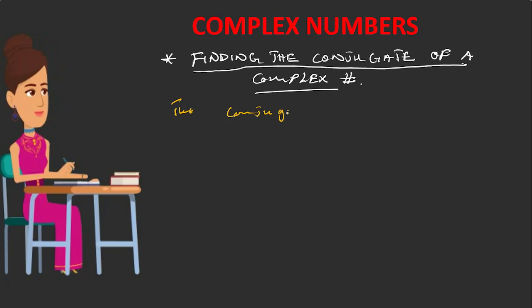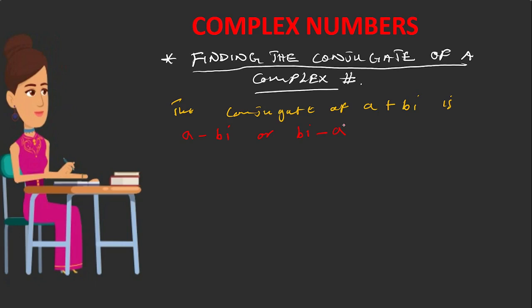The conjugate of a plus bi is simply a minus bi. Let me erase that so that I can use a different color and you guys will be able to see the difference. The conjugate of a plus bi is simply a minus bi or bi minus a. Remember a plus bi is the complex number which we have been talking about.